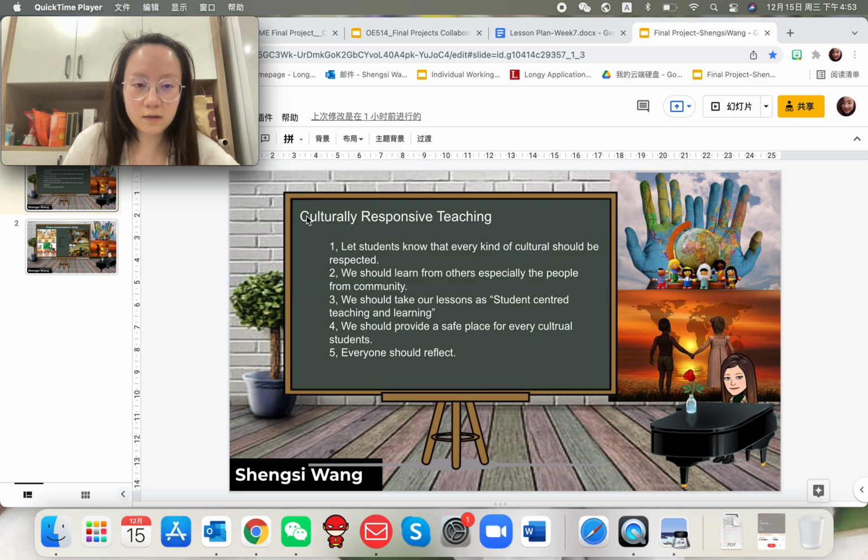And the first one, let me introduce culturally responsive teaching. First, we need to let students know that every kind of culture should be respected, because I know in America we have students from all over the world in our classroom. But in China it is not.